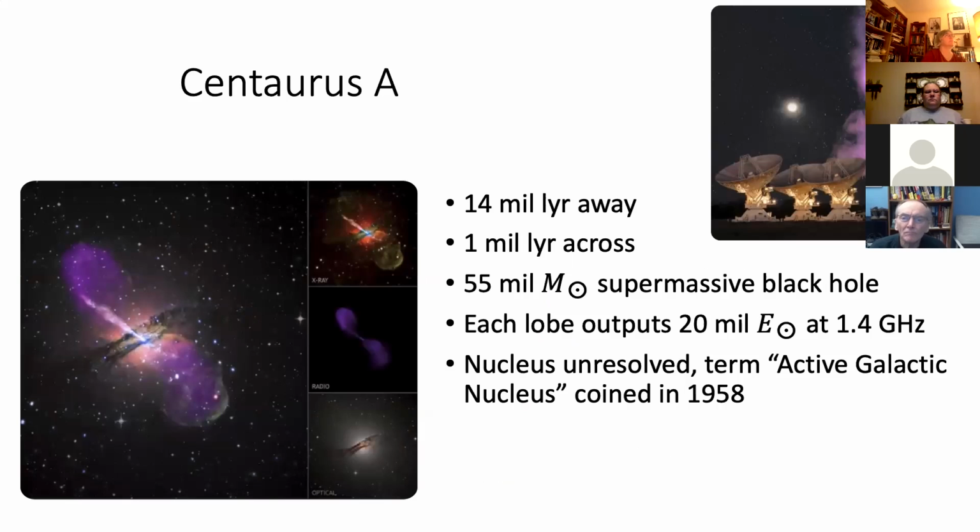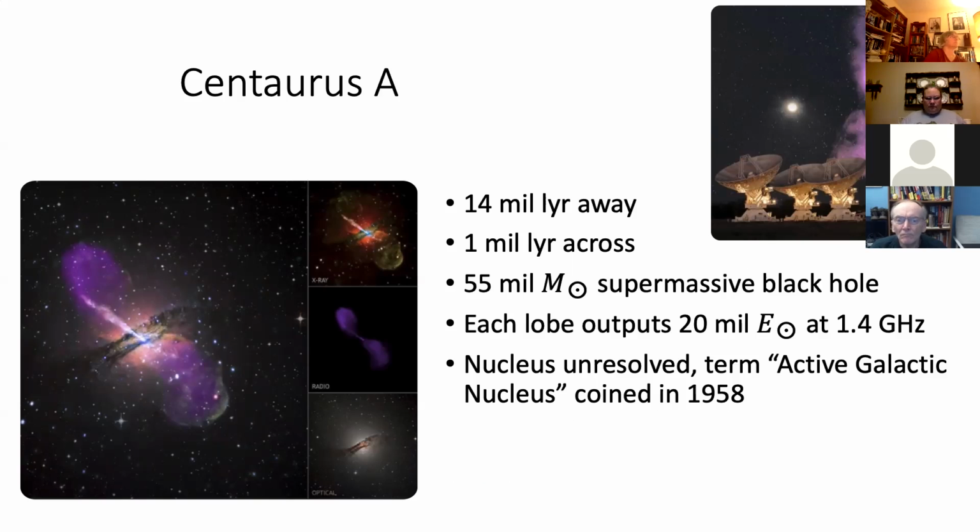Another famous active galactic nucleus that they didn't know what to call at the time was Centaurus A. This one, although not nearly as bright, is much, much closer. Instead of 600 million light years away, this is 14 million light years away and about 1 million light years across. So that corresponds to about 4 Andromedas if you put them back to back.